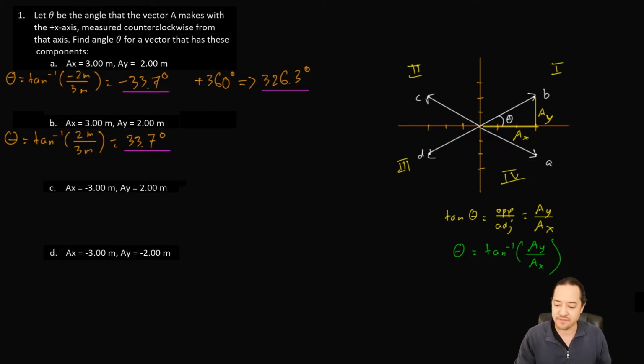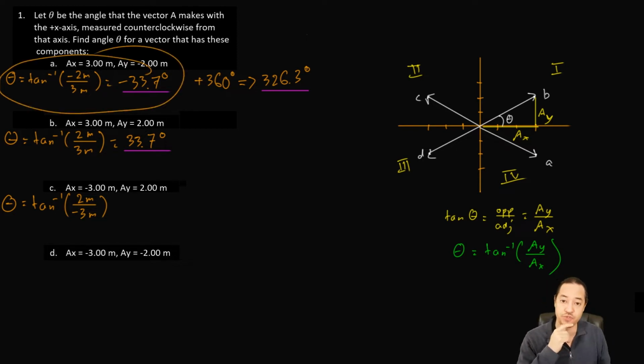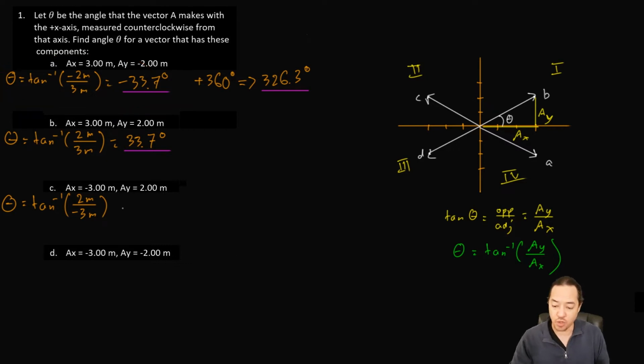Great. Okay, let's look at vector C right now. So for C we're going to use the same formula: inverse tangent of 2 meters over negative 3 meters. If we look at this, we see that it's identical to the equation that we solved for part A. And so we know we're going to get an angle of negative 33.7 degrees. But obviously, that's not correct, right?